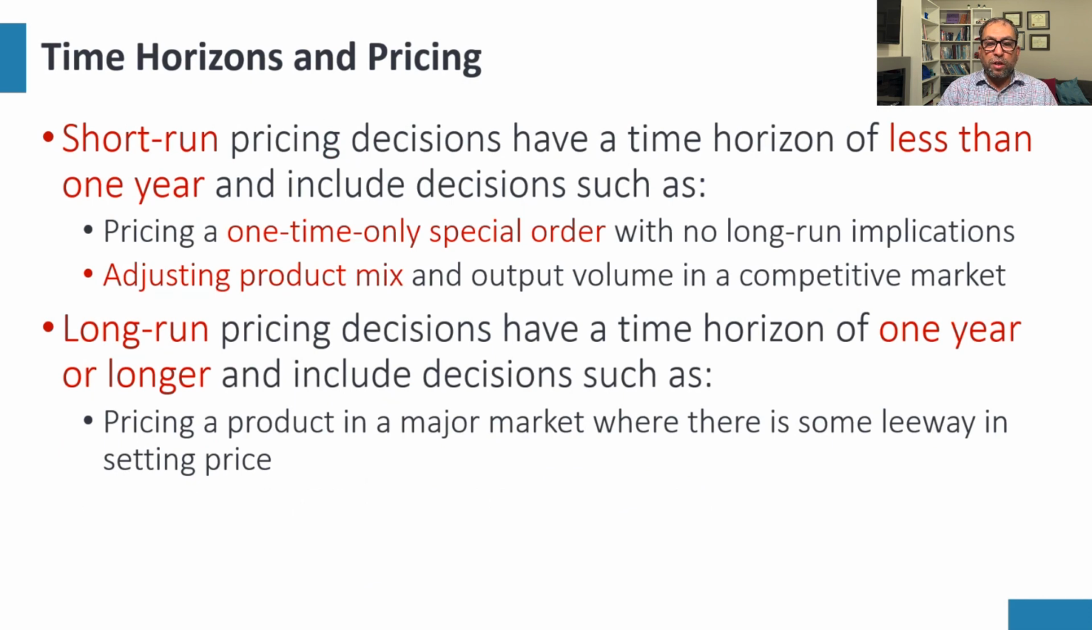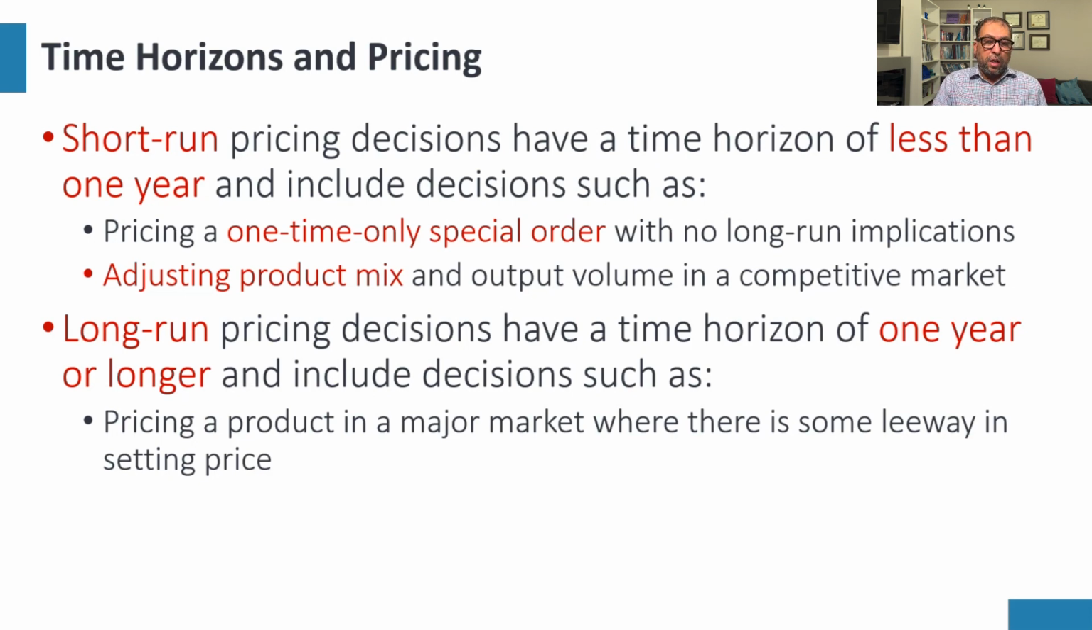Pricing decisions in the short run have a short horizon of time, less than 1 year, and include decisions such as one-time-only special orders. In some scenarios, firms get one-time special orders, and you have to make a decision whether to accept that order or not, based on a short run analysis, because that's not a permanent change. Adjust product mix and output volume in a competitive market. If our firm is producing 4 or 5 different types of product, it can change the quantities or volume in a competitive market so that it can adjust its pricing policy.